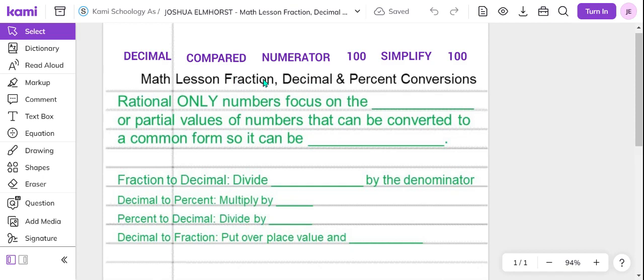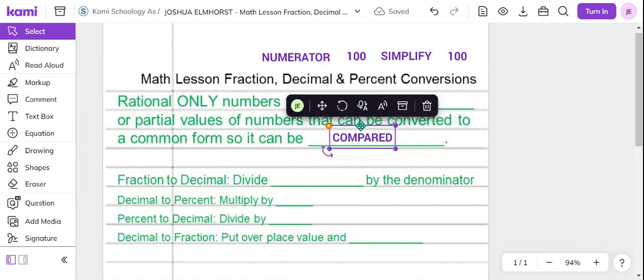We're going to take a look at fraction, decimal, percent conversions. When we're dealing with fractions, decimals, and percents, we are strictly talking about only rational numbers. They focus on the decimal value or the partial value of the numbers that can be converted to a common form, so it can be compared with other numbers.